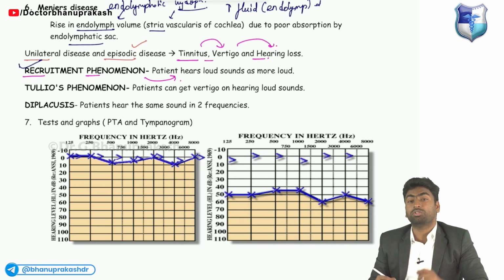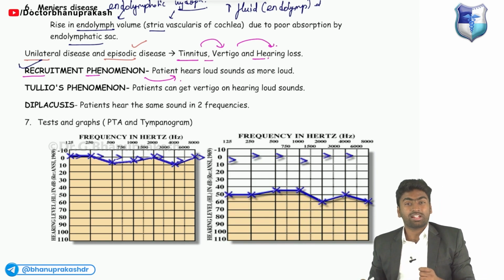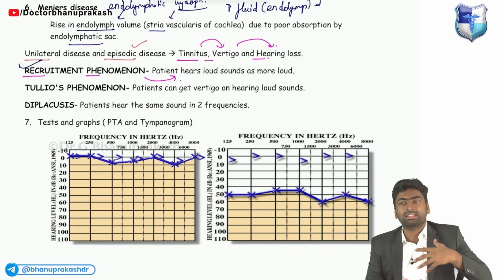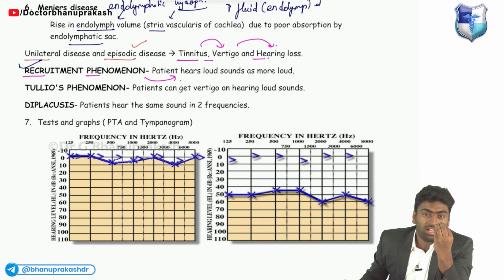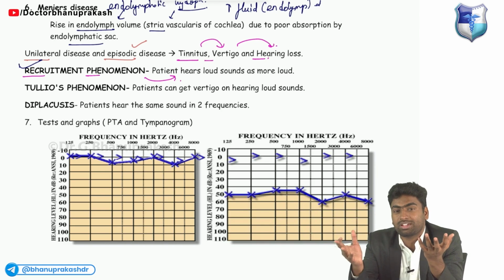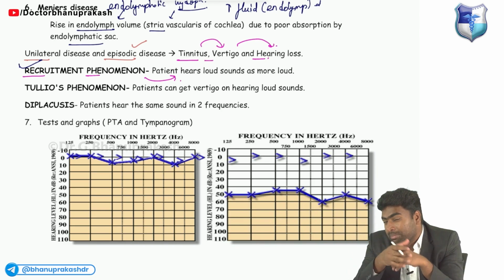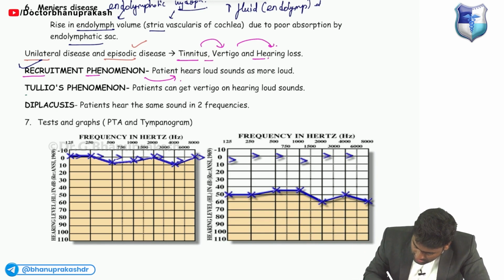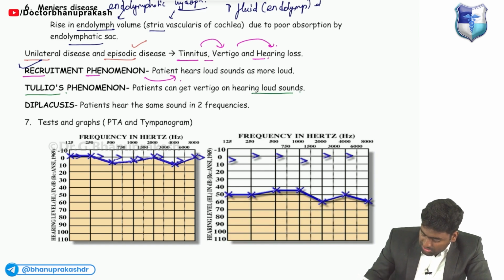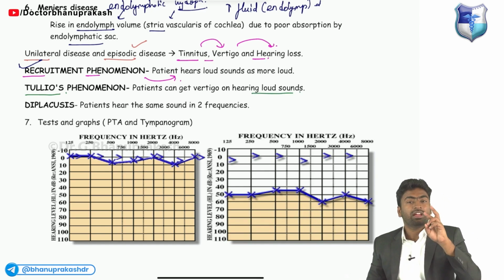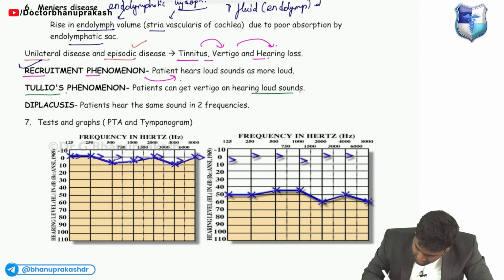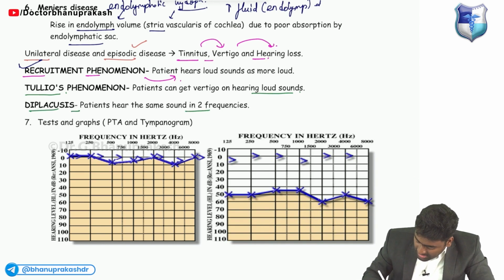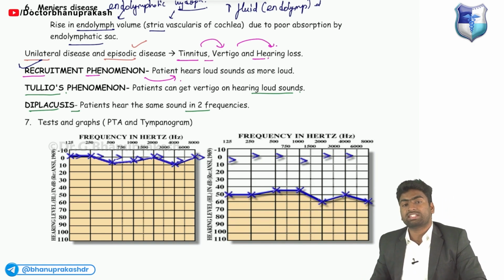The patient will also get vertigo episodes when exposed to loud sound environments, like where there are boom speakers, which may predispose to a vertigo event. And there is a phenomenon where, hearing a loud sound, vertigo occurs. Here they will hear the same sound at two frequencies. So in a case of Meniere's disease, you will see this.